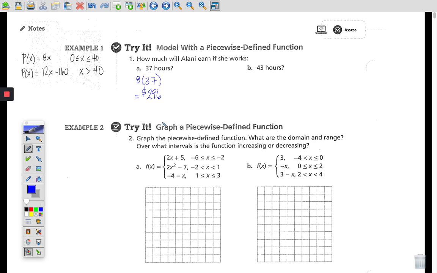All right. This time we're going to see how much she would make, or how much her check would be if she worked 43 hours. So since 43 is greater than 40, we're going to use 12x minus 160. So 12 times 43 minus 160. 356. Her check would be $356.